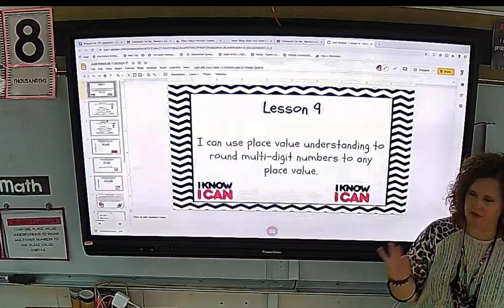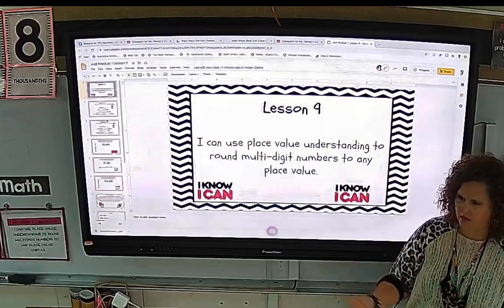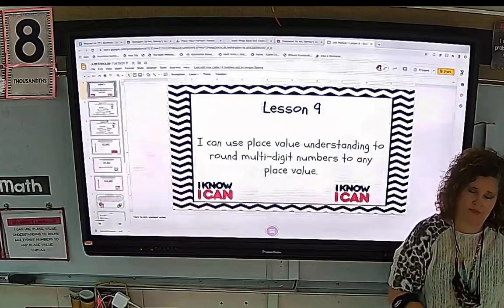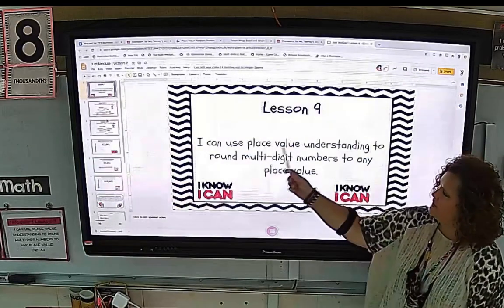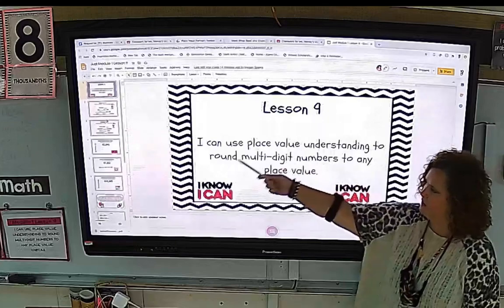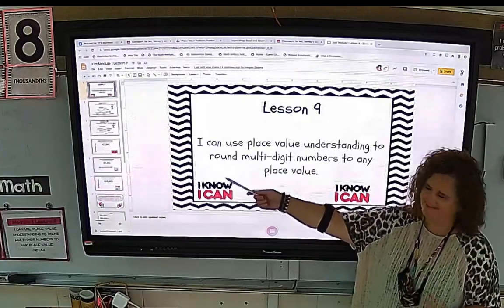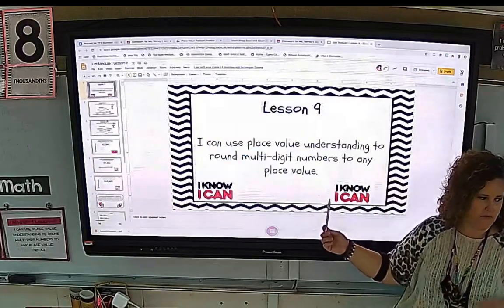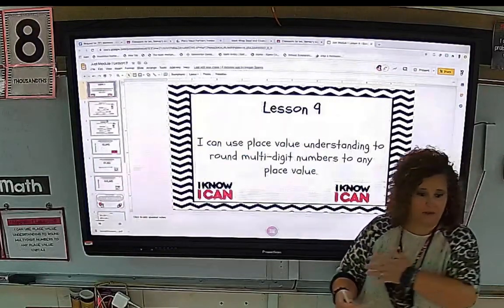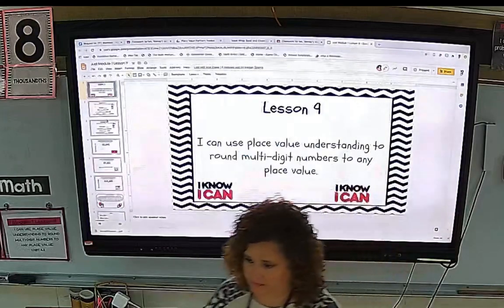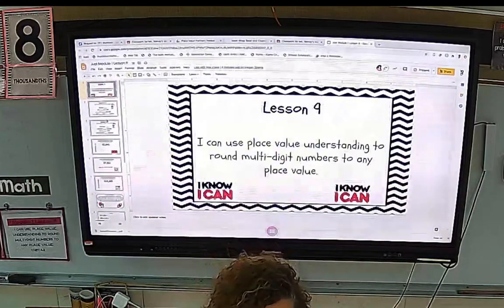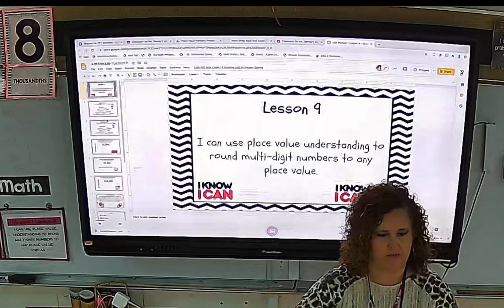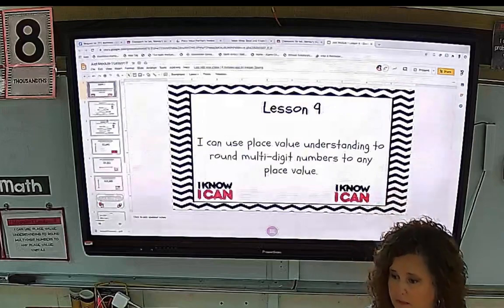Think about all the things you've ever done with the place value chart, with the ones place, the tens, the hundreds, the thousands, all the way through the millions now. So I can use place value understanding to round, yep, we're there again today, multi-digit numbers to any place value. Now we started going to any place value yesterday, didn't we? We are again going to any place. So sometimes our questions might have us round to the thousands, sometimes we're rounding to the 100,000s, the millions, and so on.